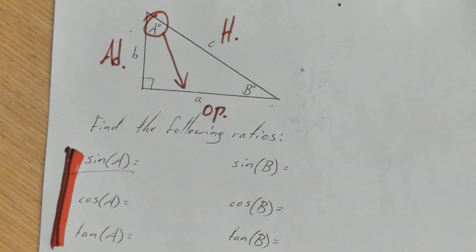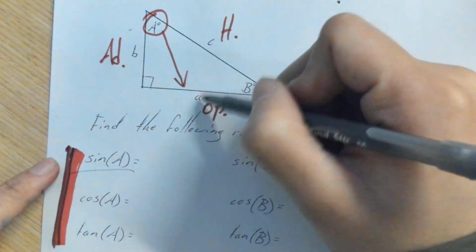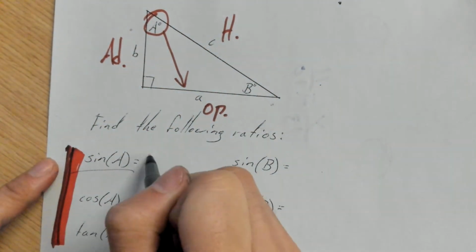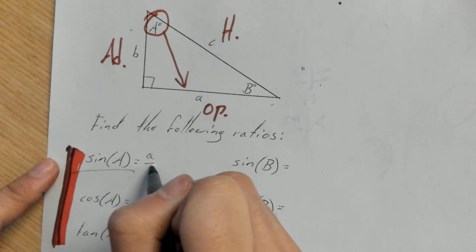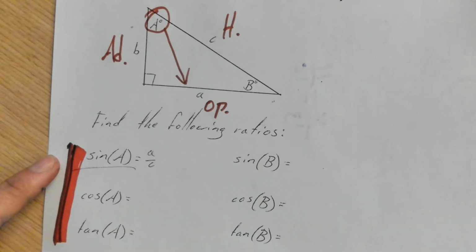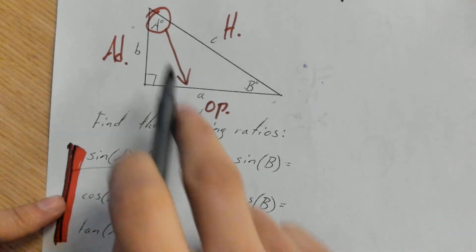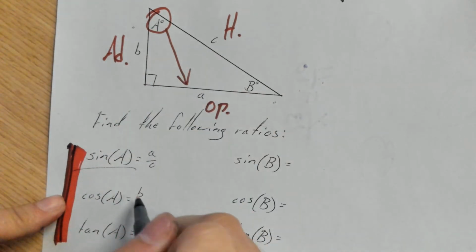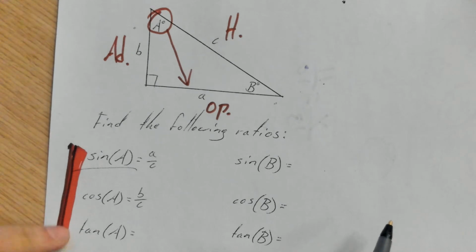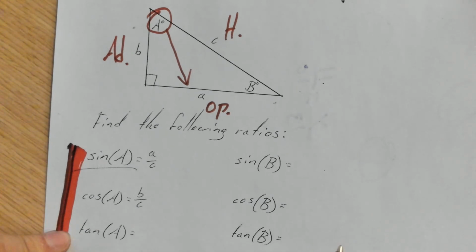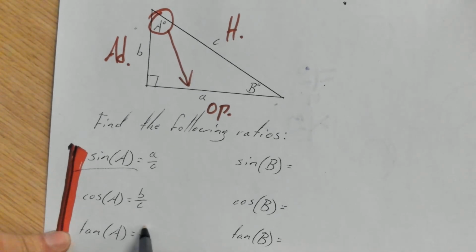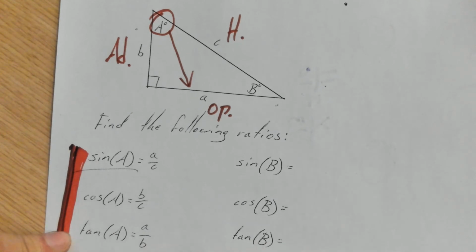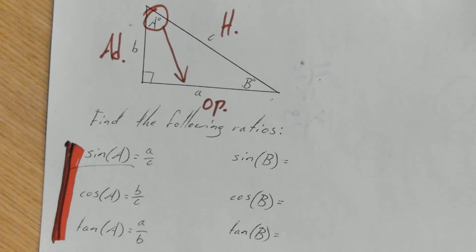Alright, so let's find the solutions for the first ones. Sine of A. Sine is opposite over hypotenuse. Opposite is A, hypotenuse is C. That's the answer. Cosine of A is adjacent over hypotenuse, so that's B divided by C. And finally, tangent of A. Tangent is opposite over adjacent. Opposite is A, and adjacent is B. Those are my solutions for the first half.